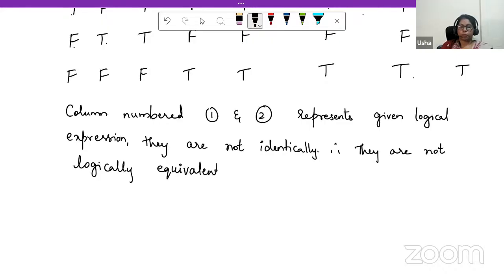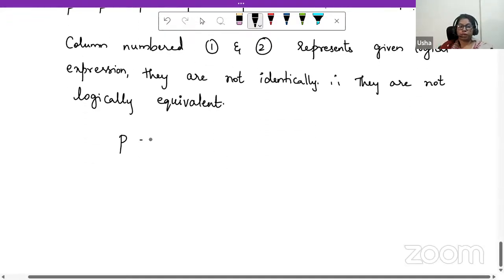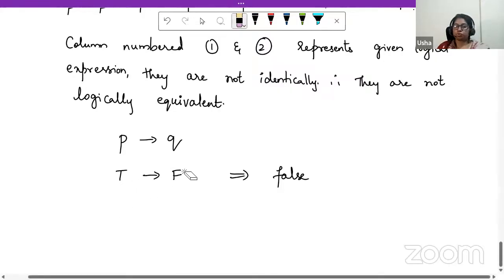Hope this is clear. This is writing a truth table. Can you explain if P then Q? See, for if P then Q, first one should be true. Okay. And then second one should be false. Then the answer is false. In all other cases, answer is true. Understood? If first input is true, second input is false, output is false. In all other cases, output is true.